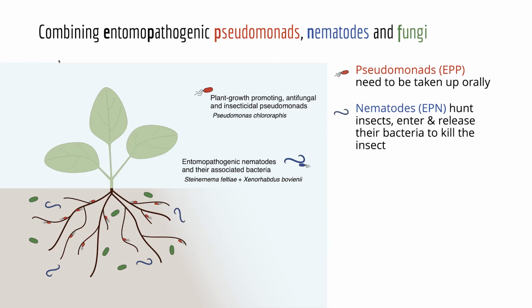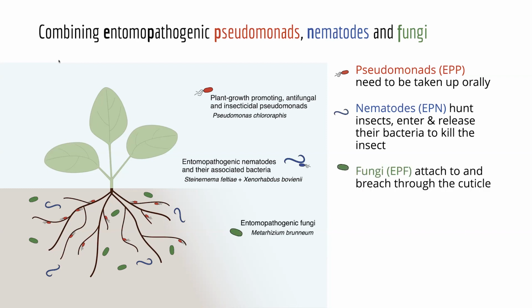Once they find them, they enter them and release their associated bacteria that then kill the insect. The spores of entomopathogenic fungi are lying around in the soil, and when an insect passes by, the spores attach to the skin of the insect, and then breach through the skin and kill it in this way. These three different biocontrol agents have very different modes of action.